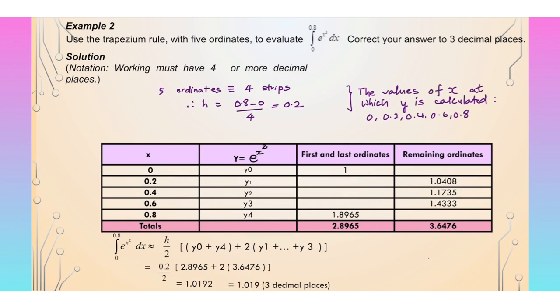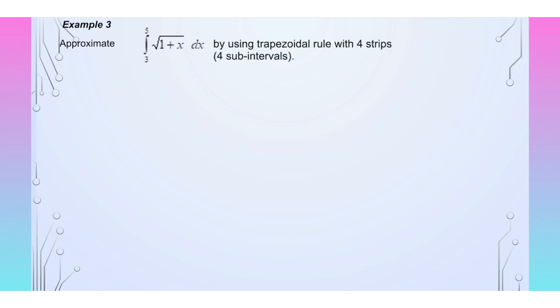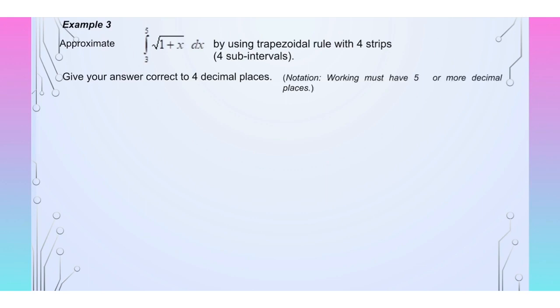Make it 3 decimal places, you have 1.019. Example 3. Approximate the integral of square root of 1 plus x dx from 3 until 5 by using the trapezoidal rule with 4 strips or 4 sub-intervals. Give your answer correct to 4 decimal places. Note: working must have 4 or more decimal places.